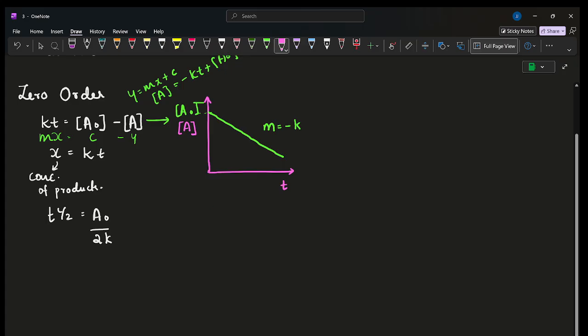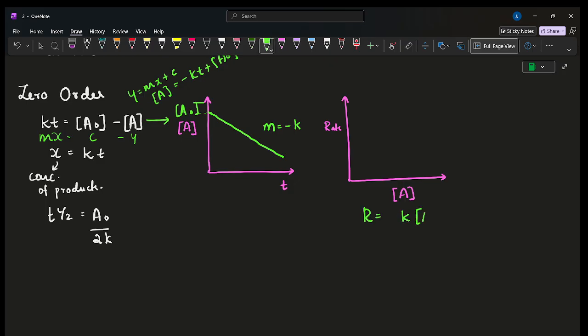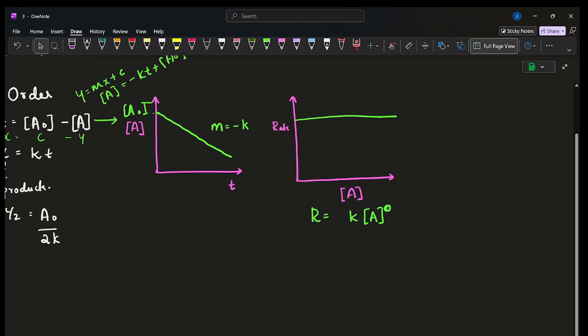Let's go to the next graph. The next graph is for rate and concentration of reactant. And remember the formula, R is equal to K times A to the power 0. So it does not depend on the concentration of A. So it's going to be a straight line. Moving on.